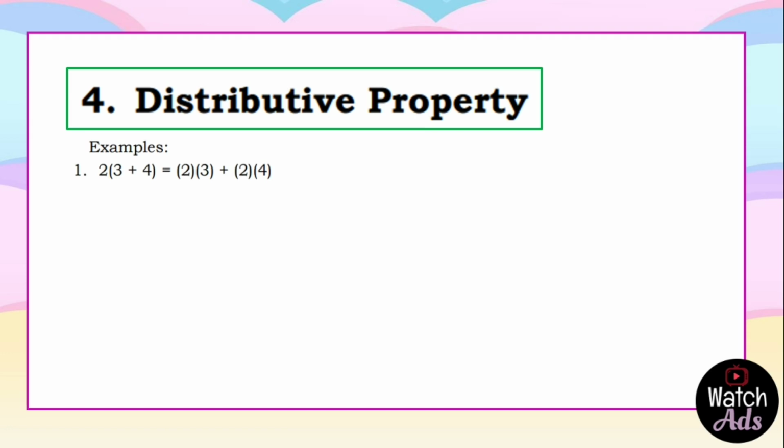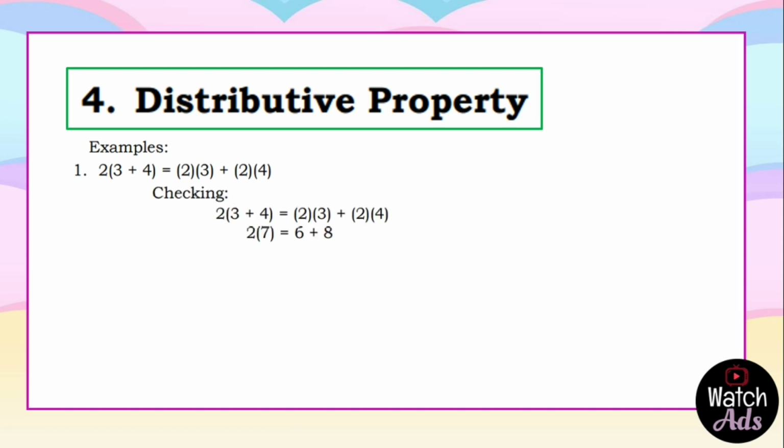2 multiplied to the quantity of 3 plus 4 is equal to, now we distribute 2 multiplied by 3 plus, because the sign inside the parenthesis is addition, and then we multiply 2 and 4. That is distributive property. We distribute 2 in 3 and then 4.